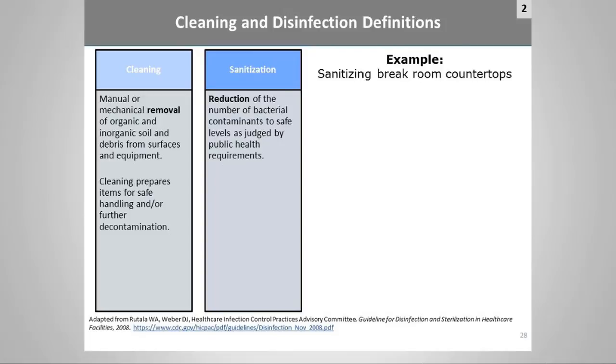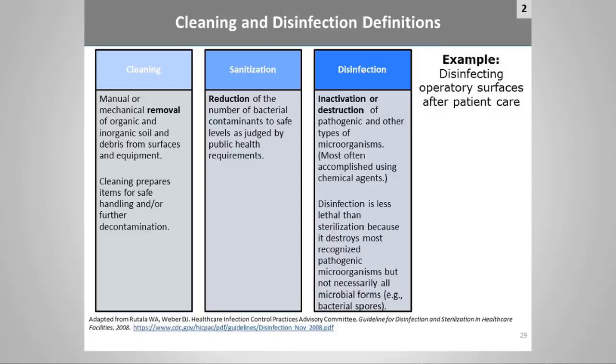You also hear the term sanitization, and that's the reduction of the number of bacterial contaminants to safe levels. For example, sanitizing break room countertops. And disinfection, that's the inactivation or destruction of pathogenic organisms. Normally you're doing that with chemical agents like the ones we're going to talk about tonight. A typical example is disinfecting operatory surfaces after you've seen a patient.